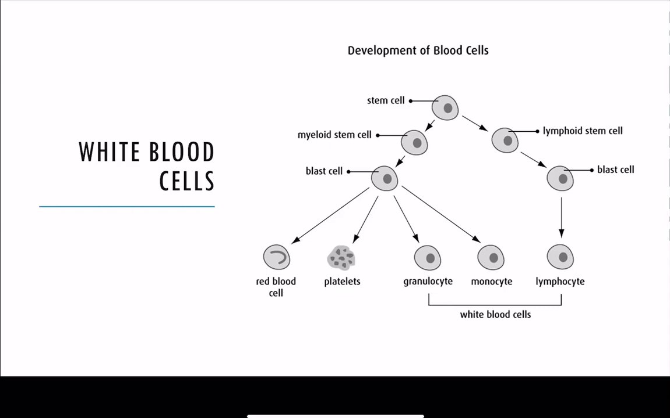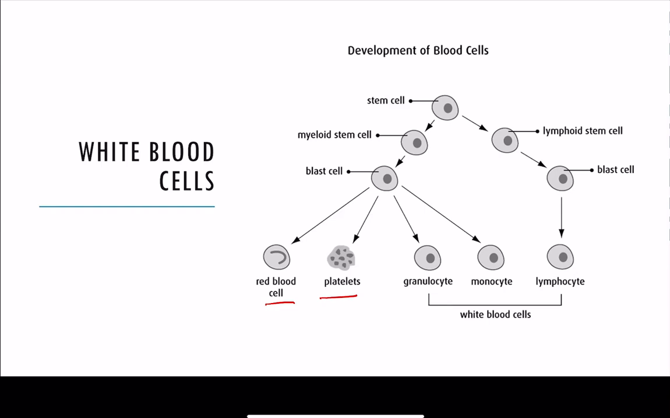So in the bone marrow, stem cells divide and become either myeloid or lymphoid stem cells. Then they further progress to what's called a blast cell. And then from there, they take on the characteristics of the final adult cell. So the blast cells will go on to become red blood cells and platelets. And then two of our main white blood cells.